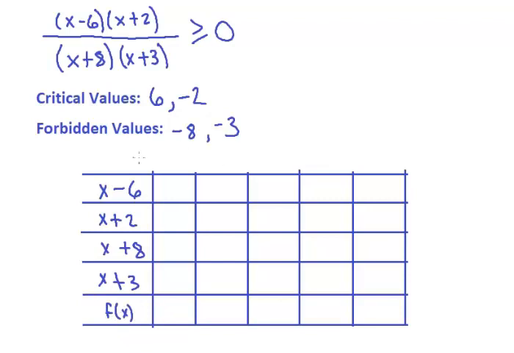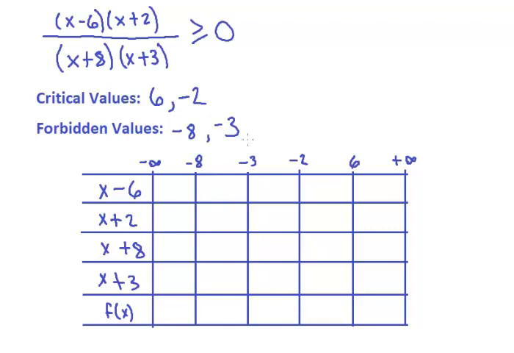Okay, so I'm going to put negative infinity in here and positive infinity in here. Then the critical values and forbidden values, I'm going to place them in order in the table of variation of signs. So I'm going to start with negative 8, which is the lowest number I have in here, then minus 3, then minus 2, and finally 6.